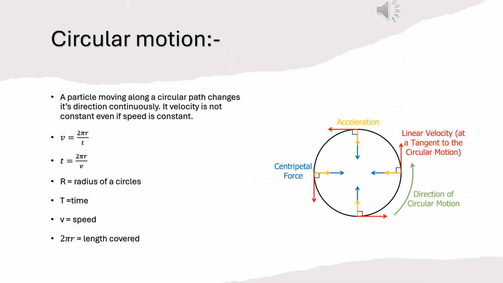Circular motion. A particle moving along a circular path changes its direction continuously. Its velocity is not constant even if speed is constant. v equals 2 multiplied by pi multiplied by r divided by t, equals 2 multiplied by pi multiplied by r divided by v. r equals radius of the circle, t equals time, v equals speed, 2 pi r equals length covered.